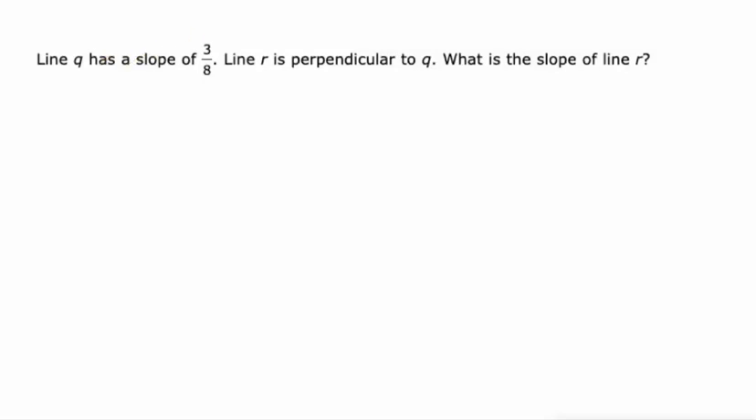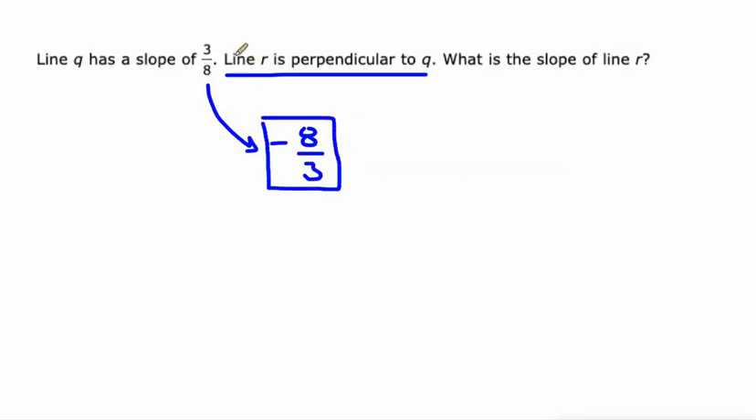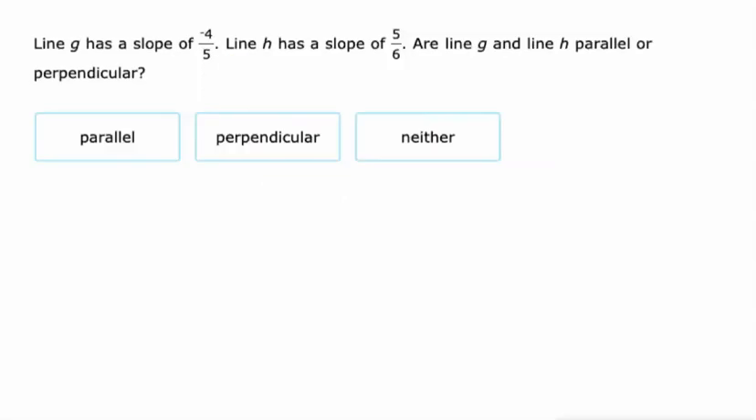Line Q has a slope of 3/8. Line R is perpendicular to Q. What's the slope of line R? Well, perpendicular, they would have opposite reciprocals. So instead of a positive slope, it would have a negative slope. Instead of 3/8, it would be 8/3. So -8/3 would be the slope of line R. Just flip it upside down and make it negative. If it was negative, make it positive.